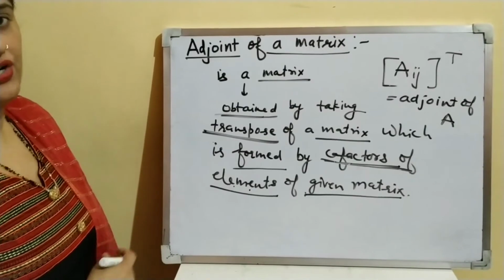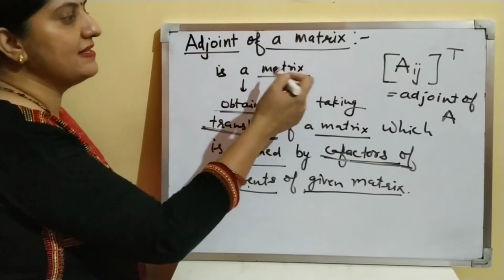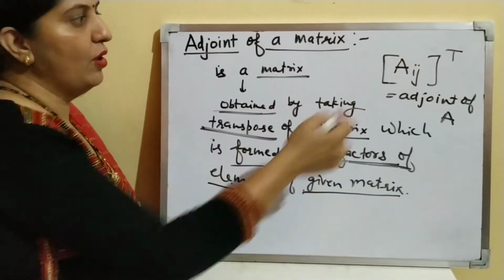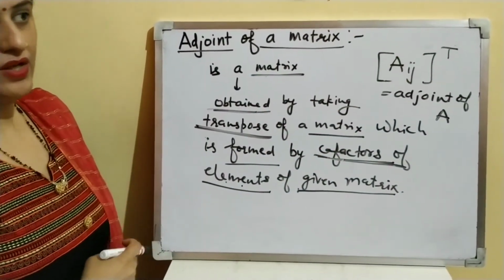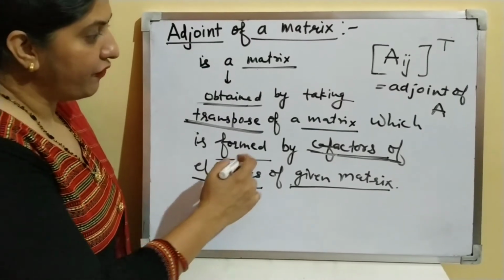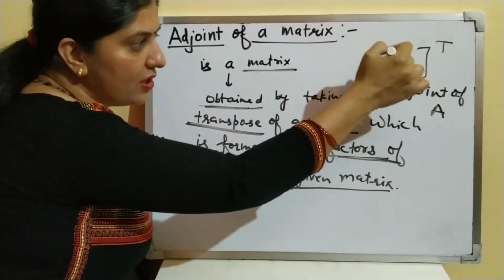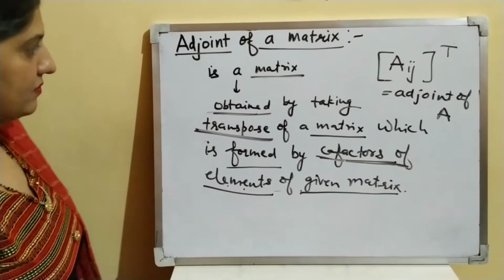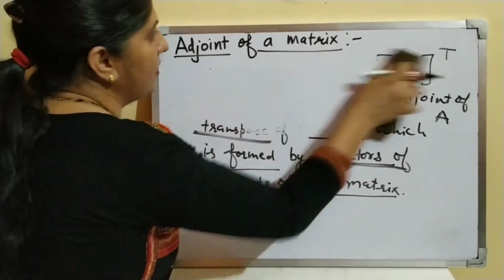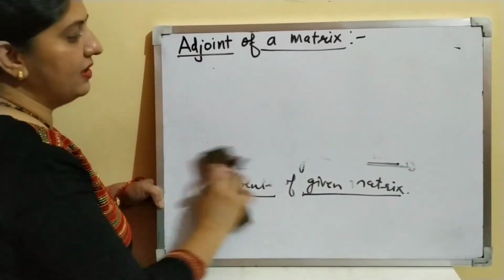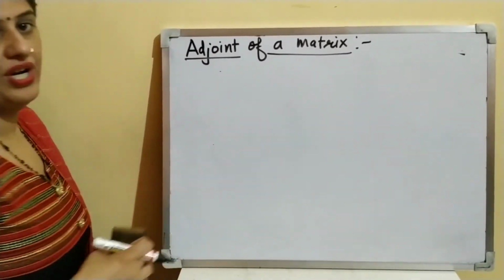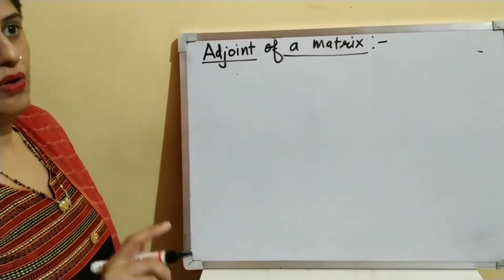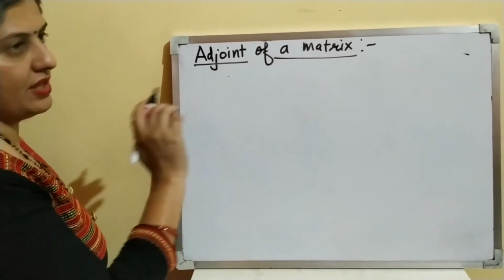Clear? So what is the adjoint of a matrix? Adjoint of a matrix is a matrix obtained by taking transpose of a matrix which is formed by cofactors of all the elements of the given matrix. See here, we have to consider a matrix. Adjoint always works only for square matrices, so we will take a square matrix.